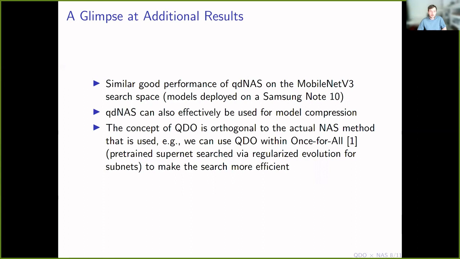It also shows how QD-NAS can effectively be used for model compression, where we show that you can tune the hyperparameters of a neural network pruner to achieve high-performing architectures in different niches with respect to model size.